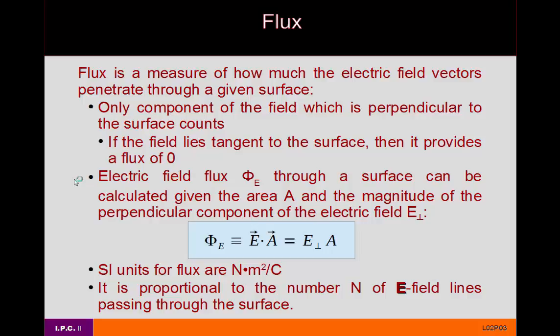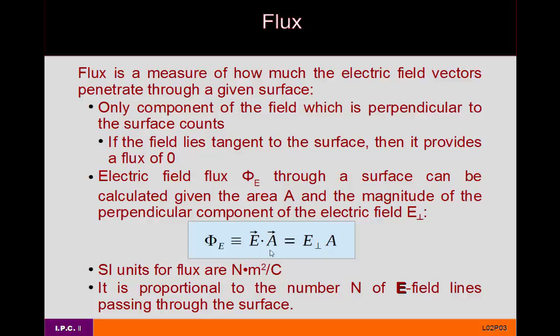So this means if there's some angle between the electric field line locally and the surface, then that angle also gets taken into account. The field line which is tangent to the surface is going to provide a flux of 0. The field line which is perpendicular to the surface is going to provide a flux of whatever the field strength is, E, times whatever the area of the surface is through which this E is fluxing. We use capital phi to represent flux, and so phi sub E is the electric field flux.